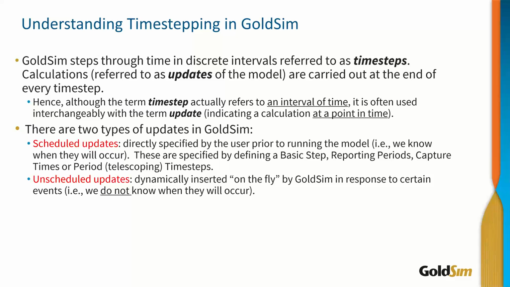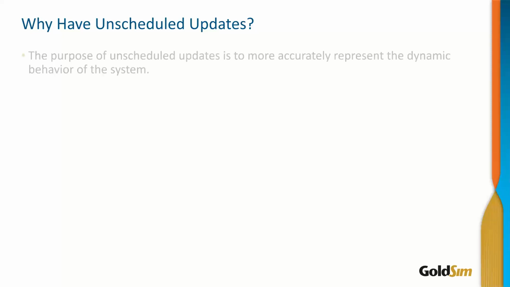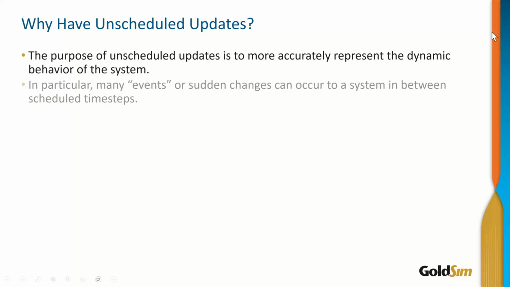And these are the type of updates that can often cause confusion, and that's what we're going to focus on today. So the first thing we would ask is, why do you have these unscheduled updates? Well, the purpose of unscheduled updates is to more accurately represent the dynamic behavior of the system. In particular, many of these events or sudden changes can occur to a system, and they're going to occur in between your scheduled time steps.